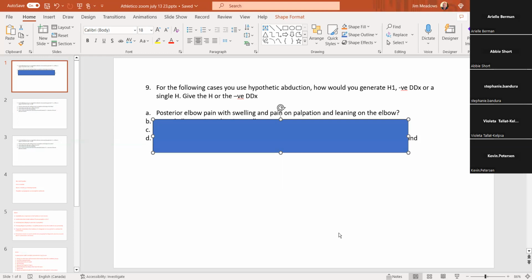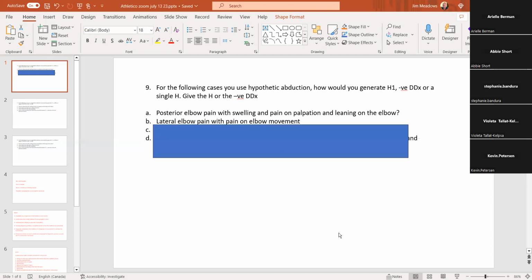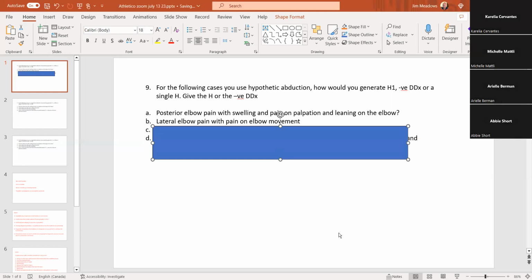It's going to be quick. All right. The next one is a patient with lateral elbow pain with pain on elbow movement. Jim, are these all just different cases? All different cases. Each a different case. Okay, thank you.